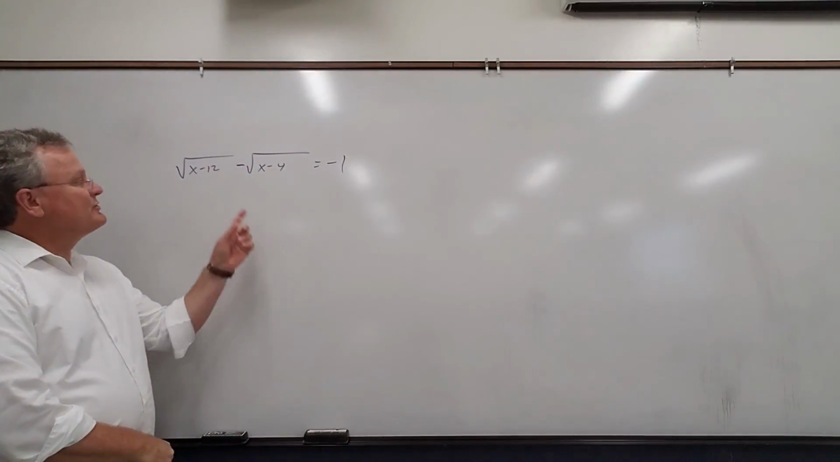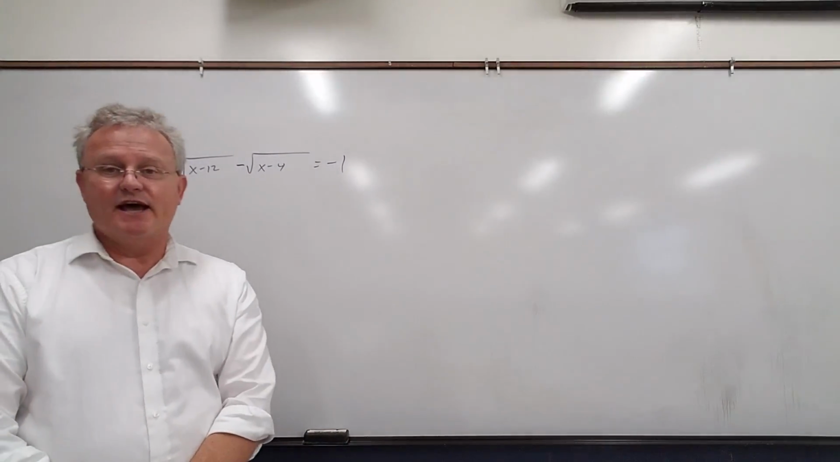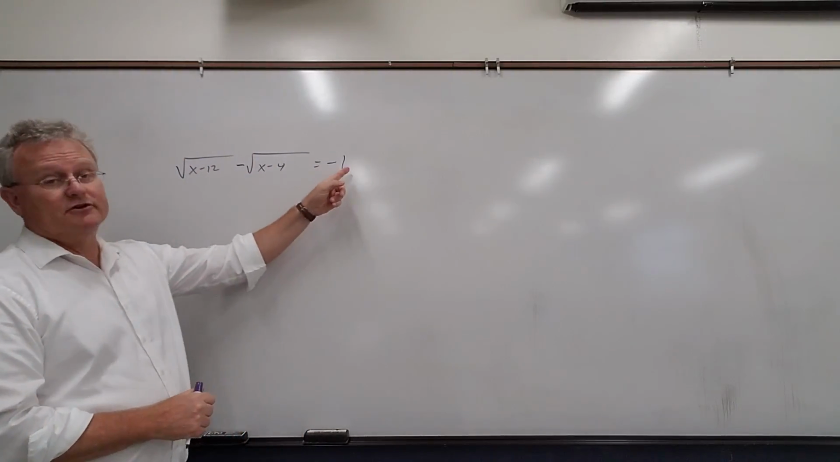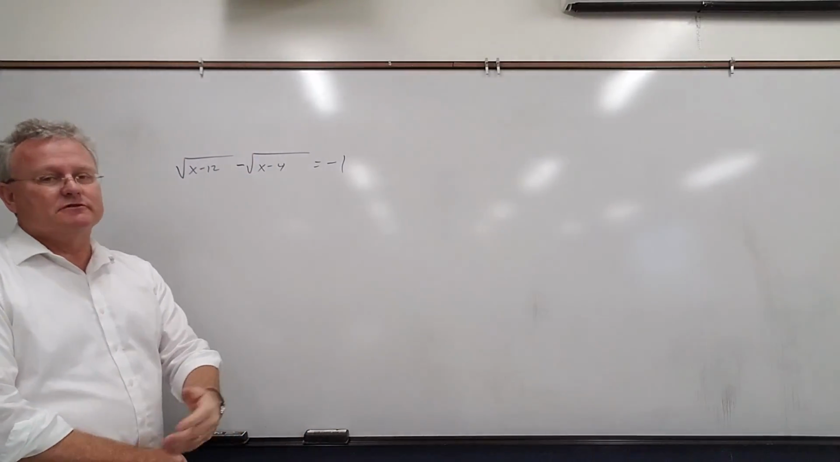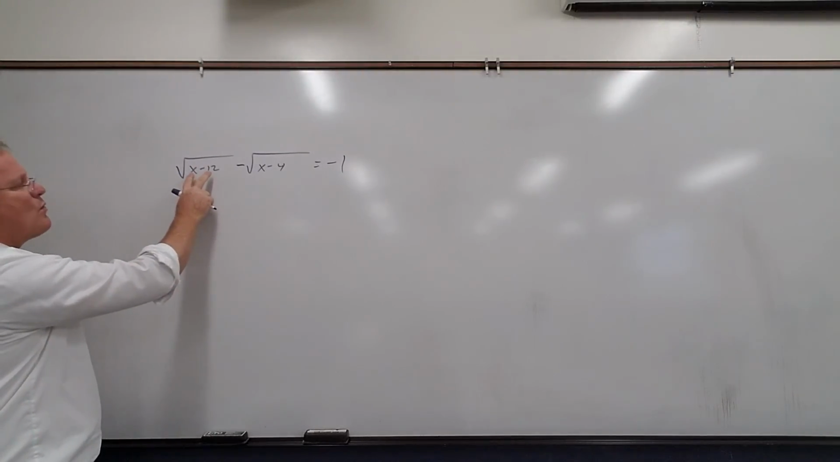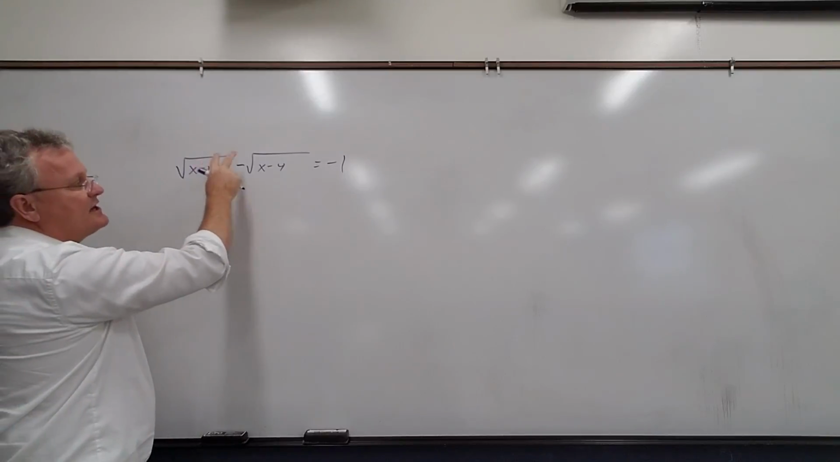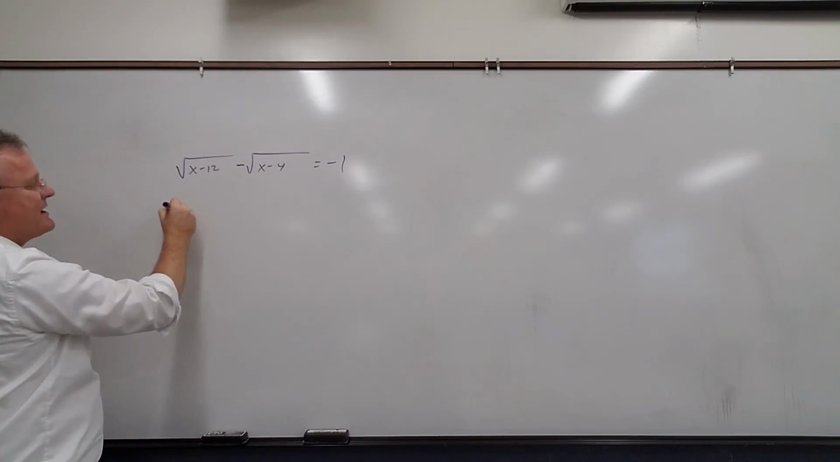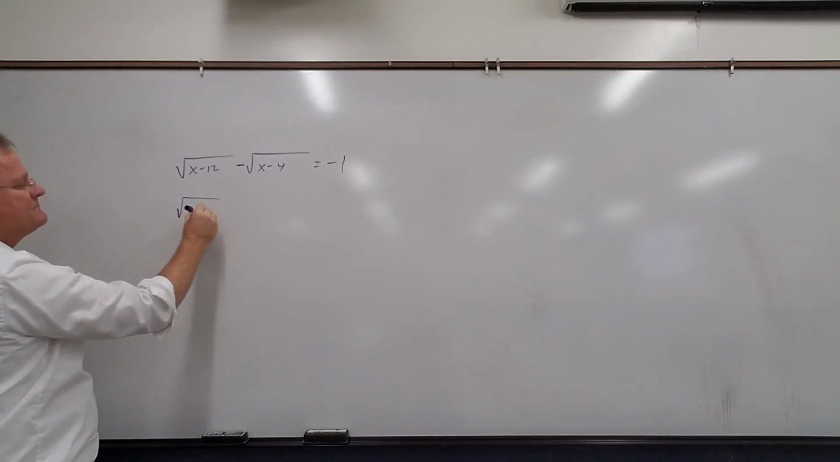Right, in this example, we're going to solve a square root equation that has two square roots and a total of 3 terms. And these are a little involved. So the first thing you want to do is you want one square root on one side and one on the other. So let me add the square root of x minus 4 to both sides.